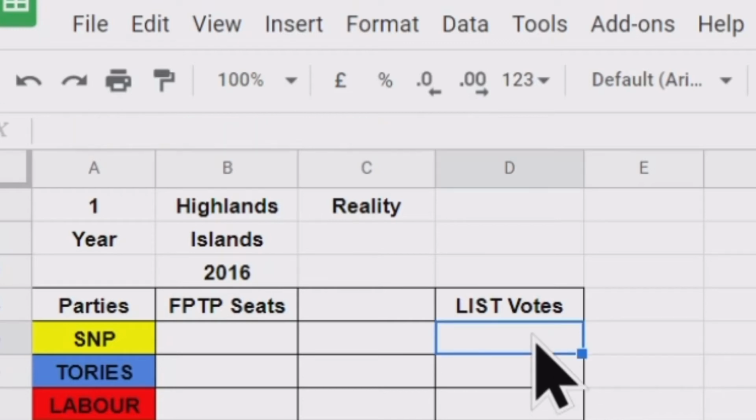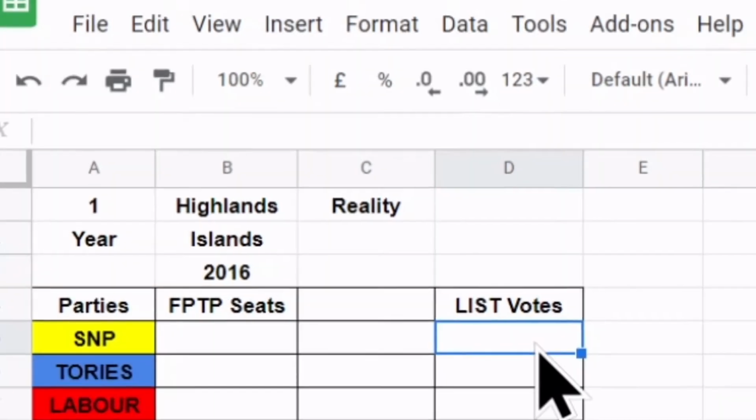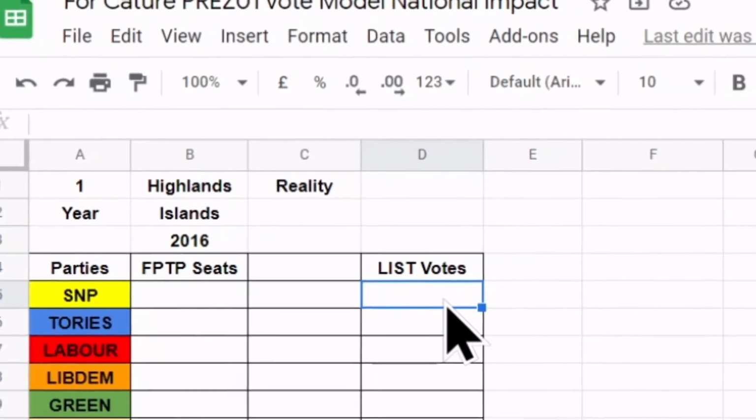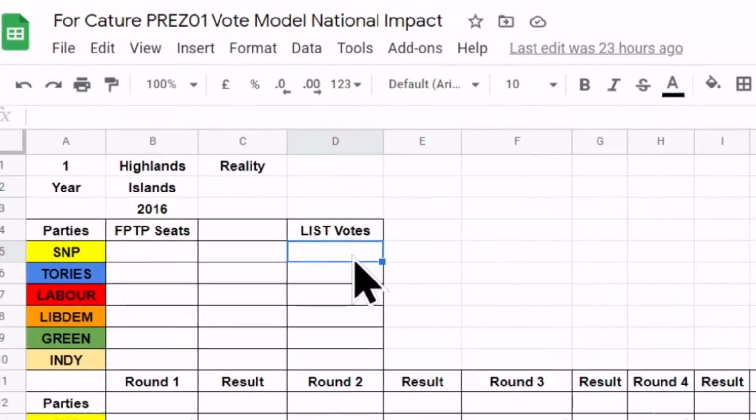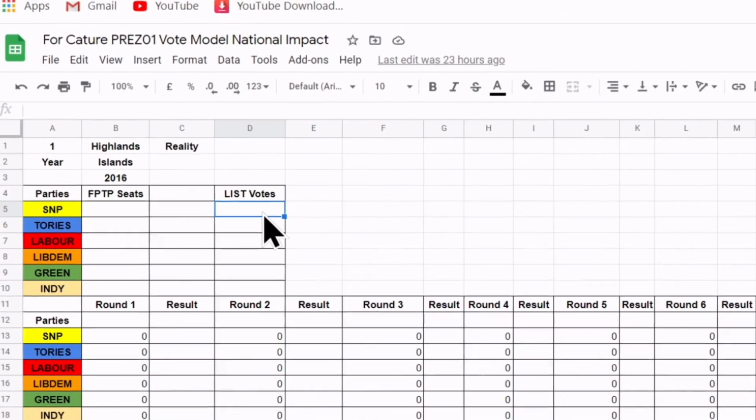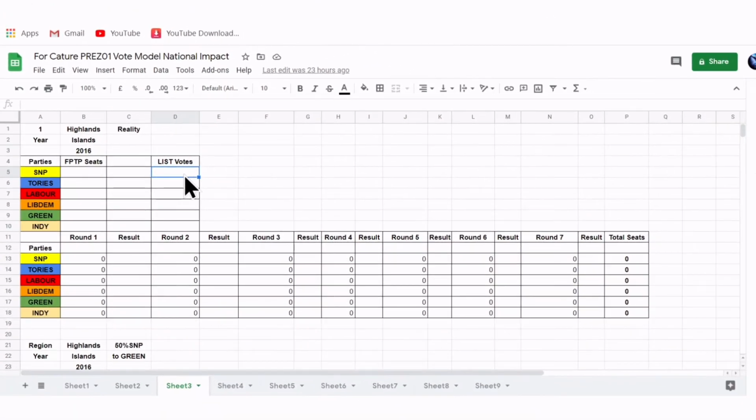Alright, quite straightforward, quite easy to use. It's a dead simple calculation. There's nothing complicated about this. It is just as easy as taking the votes, taking the seats, adding 1 to the seats and dividing that into the votes, and that's your proportional representation bit.